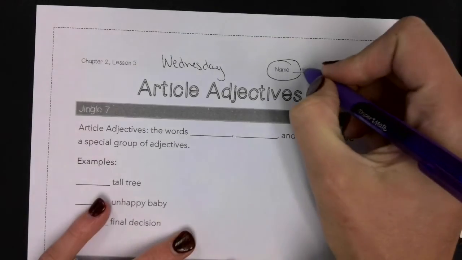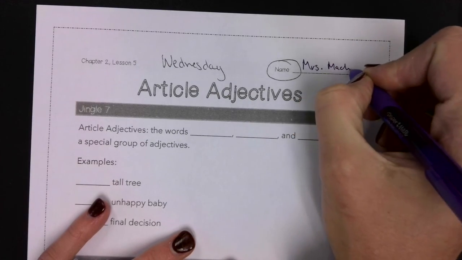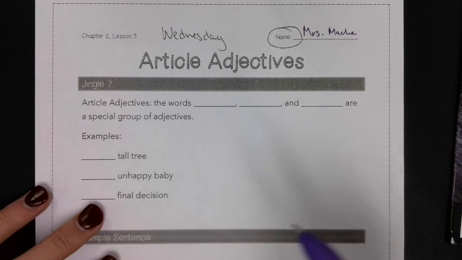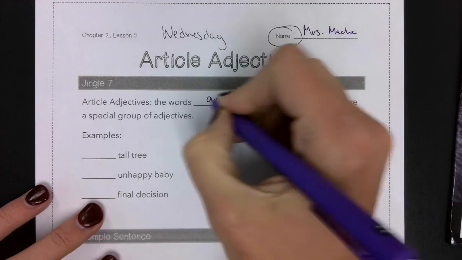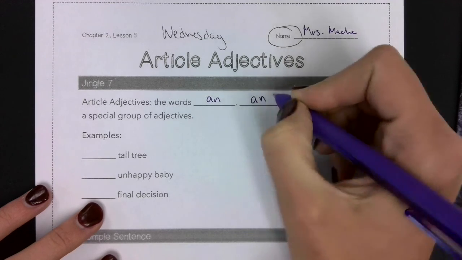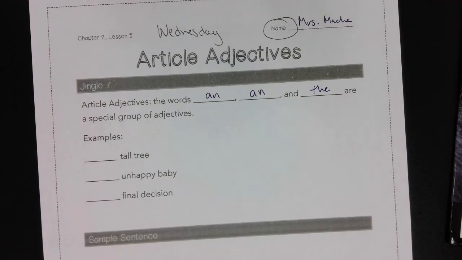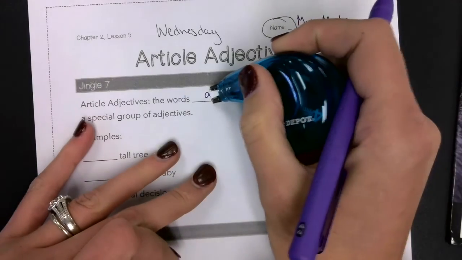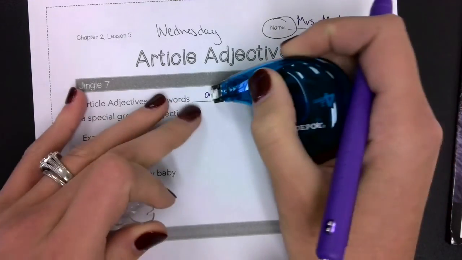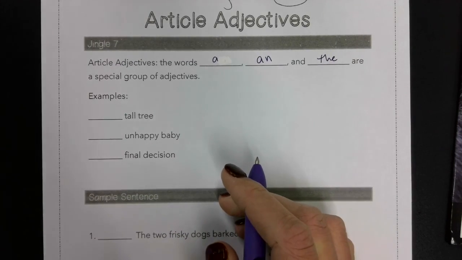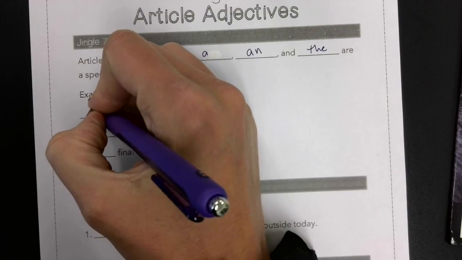You just heard our new jingle, so now we want to go over what that means. So make sure you got your name here. Article adjectives. The article adjectives are the words a, an, and the. Yours should just have a, an, and the. All right? Now, for example, we could say that is a tall tree.